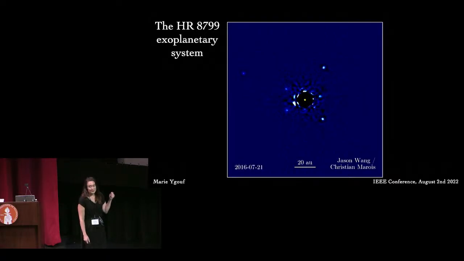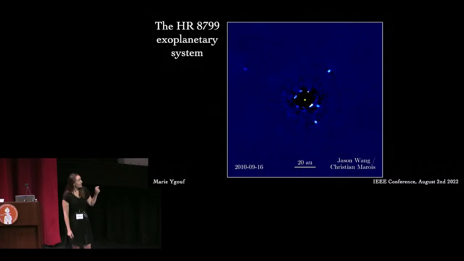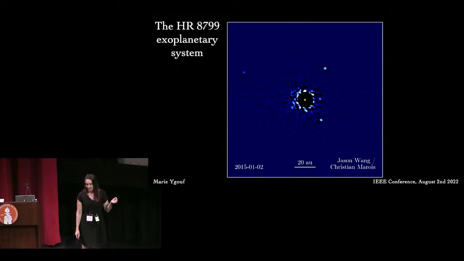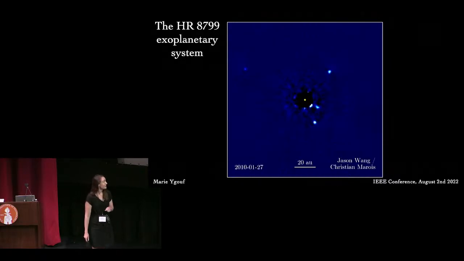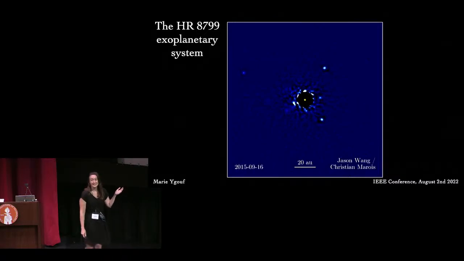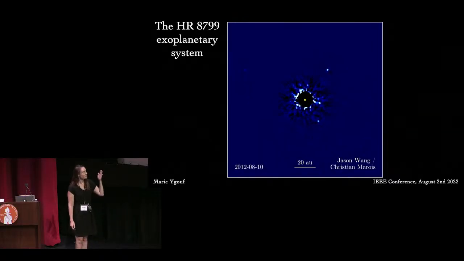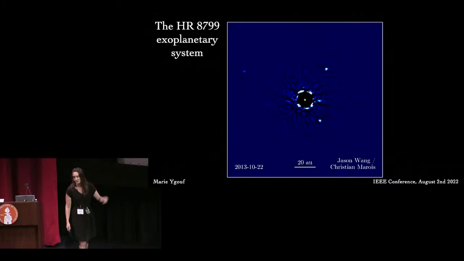In this astonishing movie, what you can see is actually four gas giant exoplanets that are bigger than Jupiter, orbiting the HR 8799 star. So it was the first exoplanetary system with several exoplanets to be imaged, and it was imaged with Keck. And this movie spans 7 years of observation with Keck.